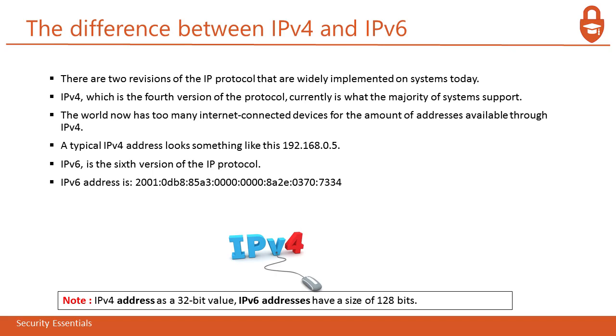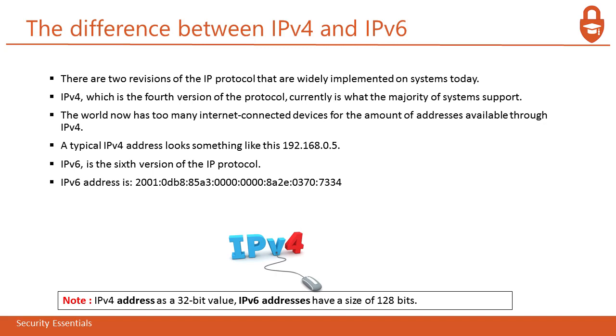IPv4 is the fourth version of the protocol, and it is currently what the majority of systems supports. However, the world now has too many internet-connected devices for the amount of addresses available through IPv4. A typical IPv4 address looks something like 192.168.0.5. That's an IPv4 address. Then IPv6 is the sixth version of the IP protocol, and it will look like something below, as you can see here. And so you notice the difference.